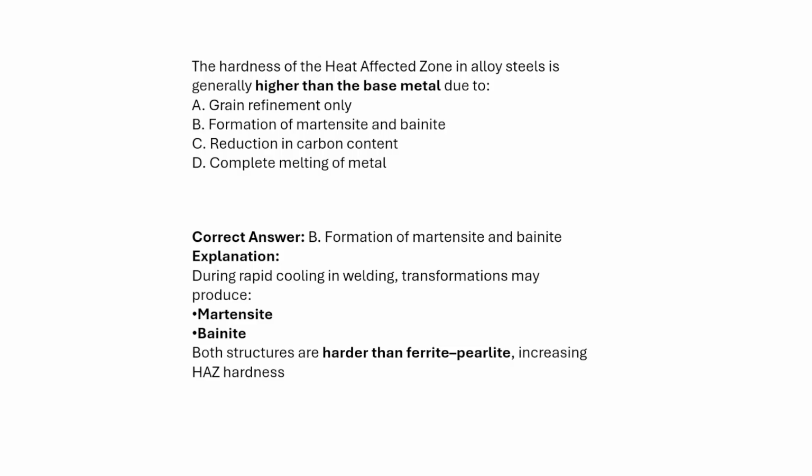B, formation of the martensitic and bainitic phase. If the grain size increases, the hardness will be reduced. So, the formation of the martensitic and bainitic phases: yes, those two are very hard phases, so those will increase the hardness. C, reduction in the carbon content. No, there is no reduction in the carbon content. D, complete melting of the material. In the heat affected zone, there is no melting of the material, so that is also not the reason. So the answer will be B, formation of the martensitic and bainitic phases.